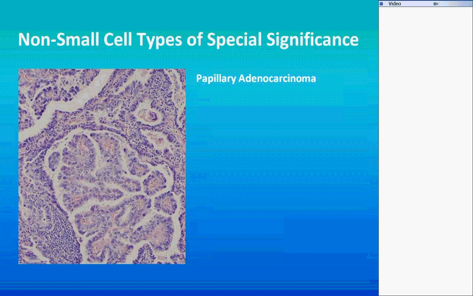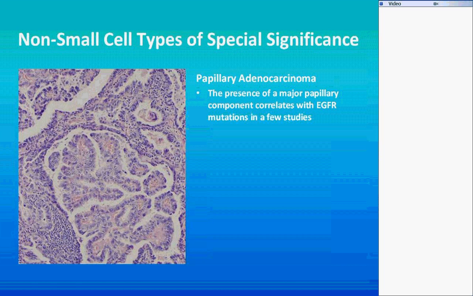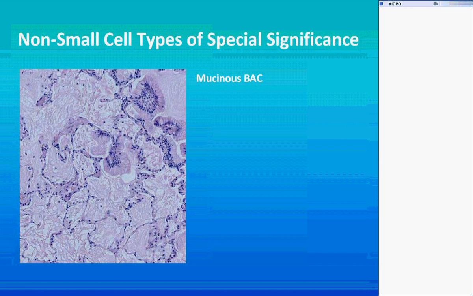Another histologic subtype of adenocarcinoma that bears recognizing is papillary adenocarcinoma. There have been some studies in the Western literature that a major papillary component in adenocarcinoma is associated with these tyrosine kinase sensitive EGFR mutations. These are in contrast to mucinous bronchioloalveolar carcinoma. These tumors do not show EGFR mutations and instead exert their neoplastic potential through KRAS. So it's an important distinction to make when you're signing out a BAC and alert your clinician.